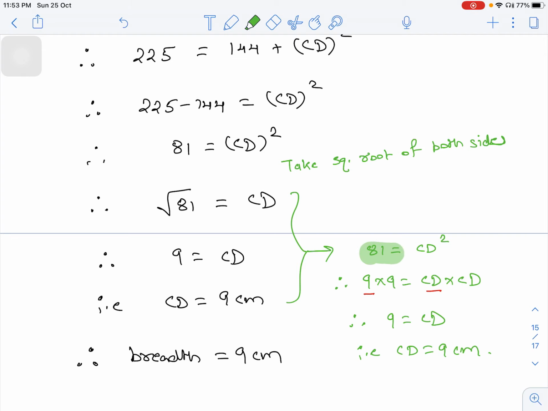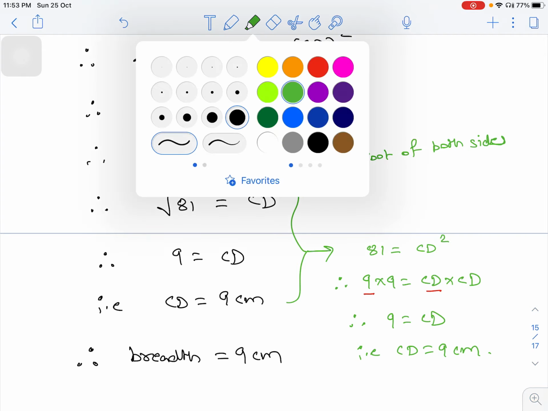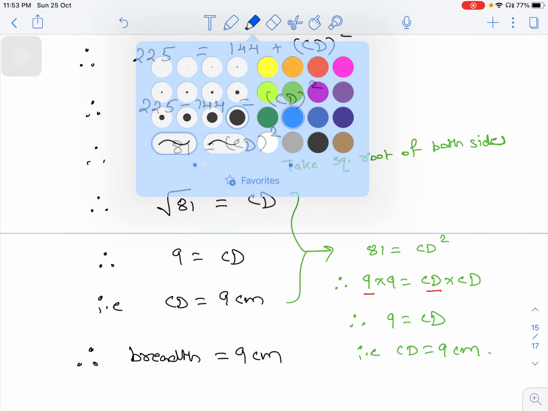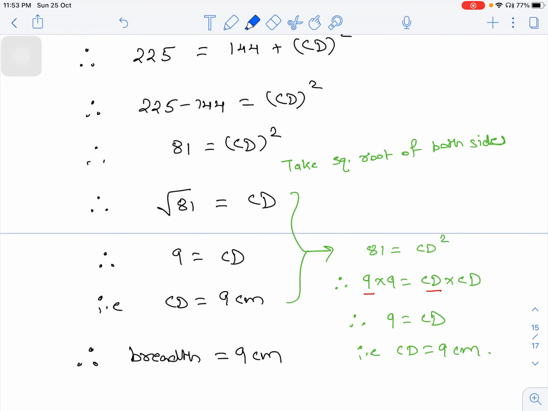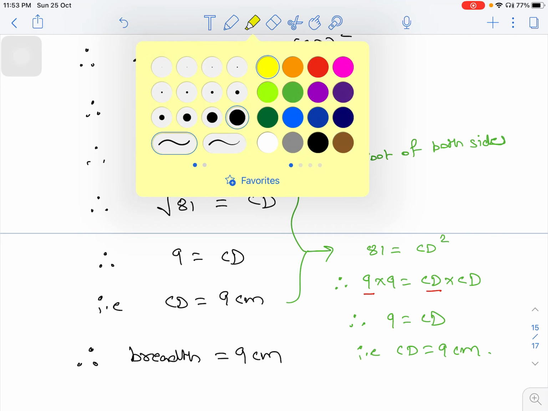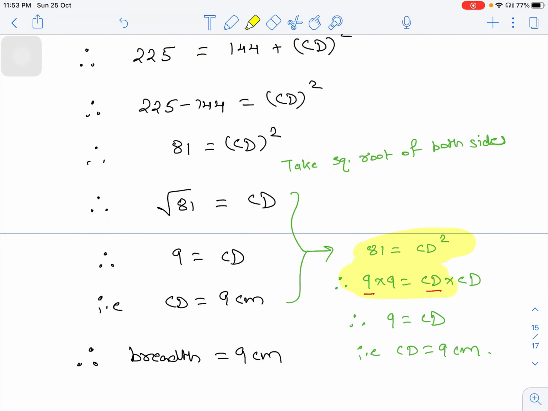Okay, so just remember this. Let me highlight it with a different color. If you're not able to understand how the square root came here, you should go by this step.